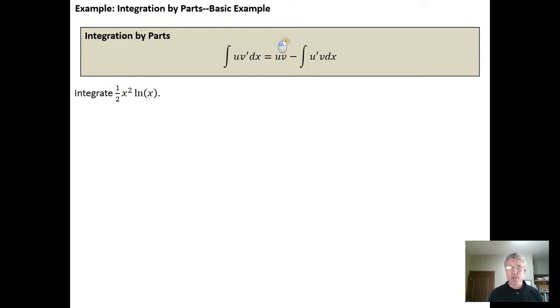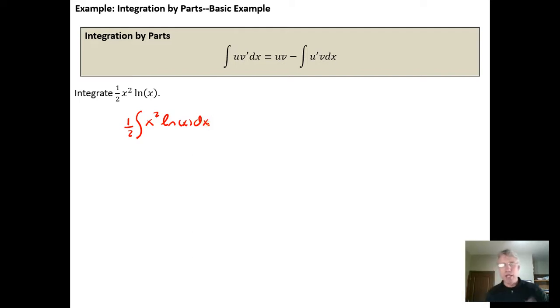And here's the integration by parts formula that we developed in video 1. So we're being asked to integrate this mess right here. And here the 1/2 is a constant term, so we know that we can factor it out front. So we get 1/2 the integral of x squared times the ln of x dx.